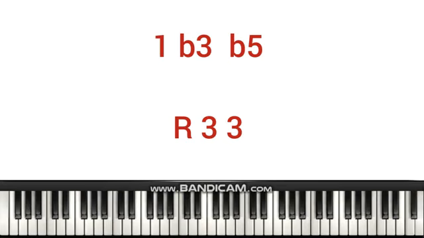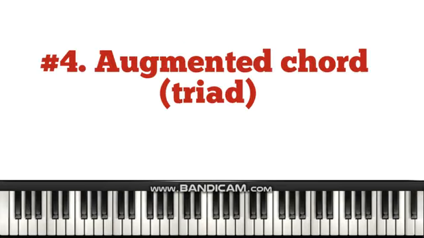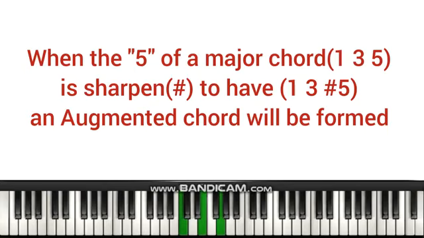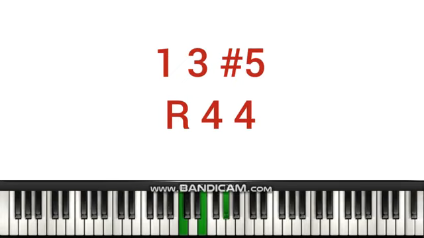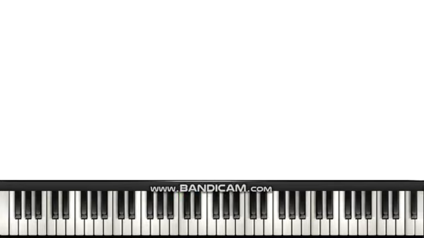The next chord is an augmented chord. An augmented chord can be formed when you have a major chord, then you raise the fifth note a semitone upward. So we have this: C E G sharp. So the formula is 1 3 sharp 5. This is 5, so sharp 5, or R 4 4.